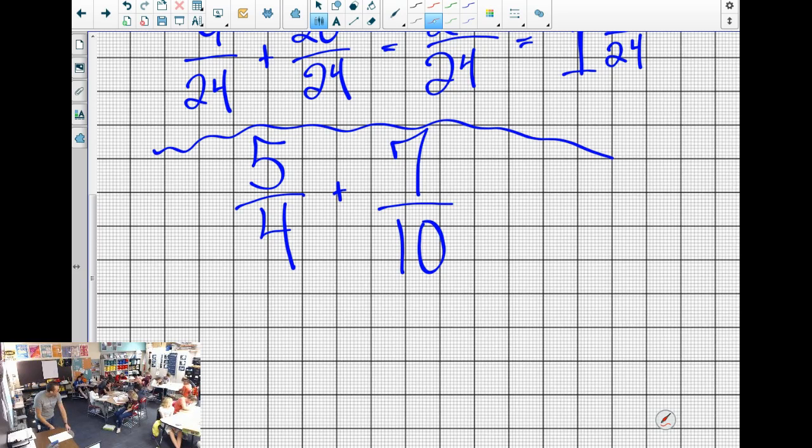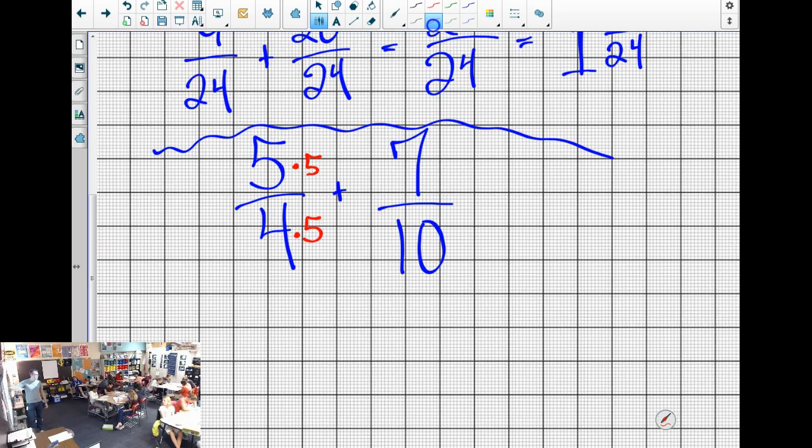Brendan, what's the common denominator between 4 and 10? Yeah, 40 would work. There's a smaller one, though. 20 would also work. So if I want to turn my 5 fourths into 20ths, what do I multiply my denominator by? 5, and I do the same on top.